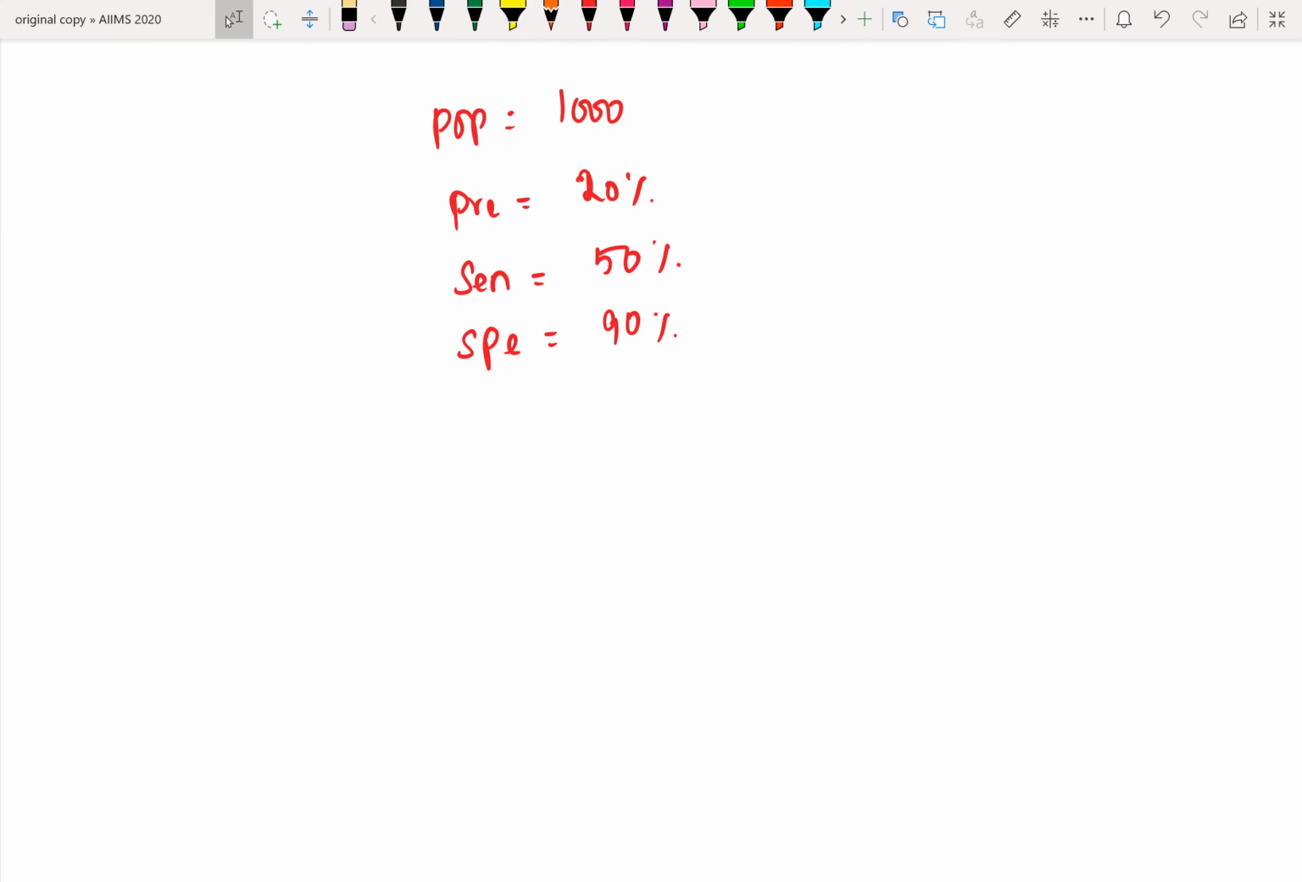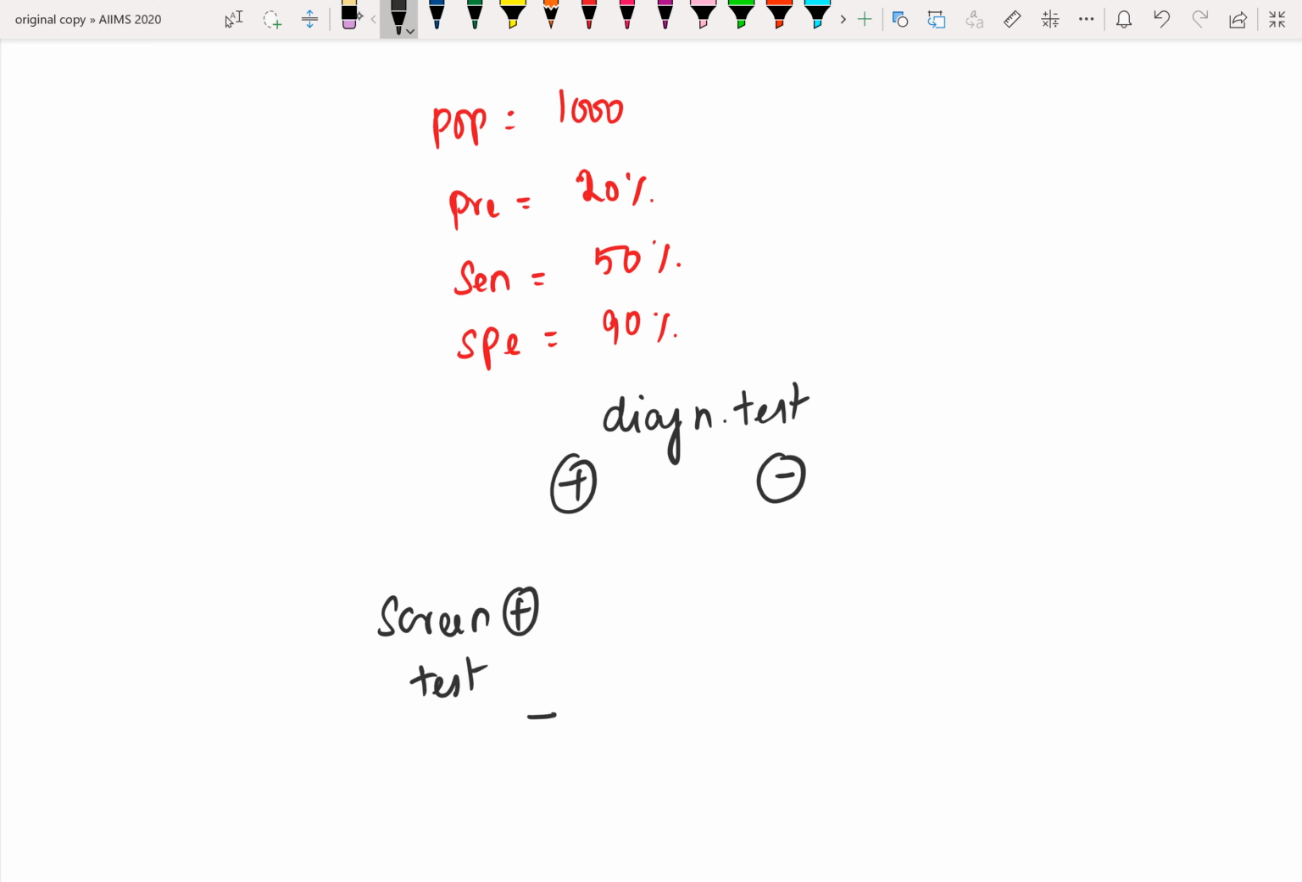Okay, so what we will do is, this is the diagnostic test, positive, negative. This is the screening test, positive and negative.